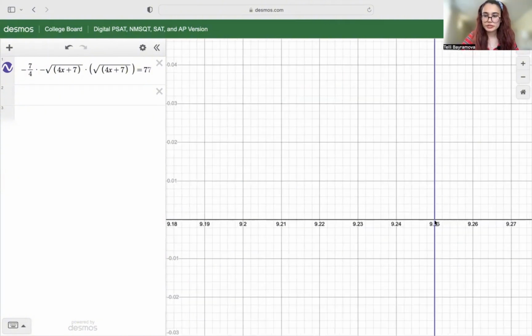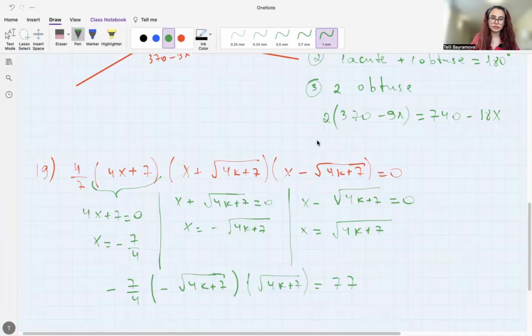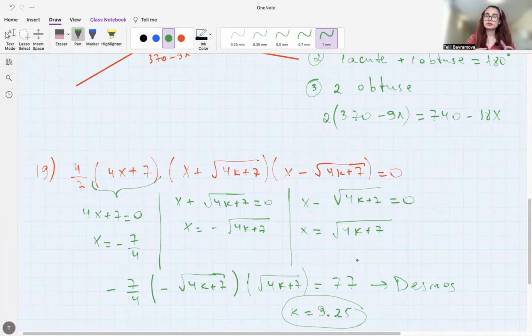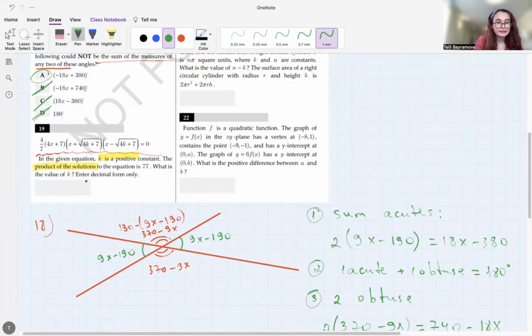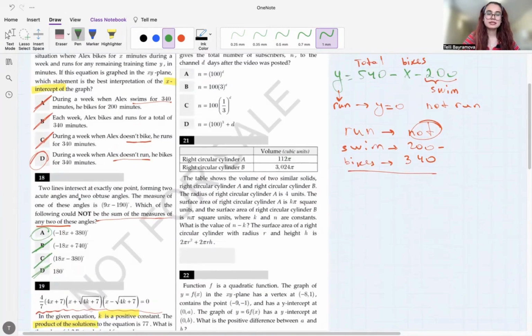Yes, 9.25 is the answer. Okay, the answer will be 9.25. So k equals 9.25. Decimals will give us the answer. When you are looking at this video, just stop it, write it to decimals, and get the same answer. So you will practice, and in the exam you will do it faster. What is the value of k? Enter decimal form only. So what was it? 9.25 is the answer.